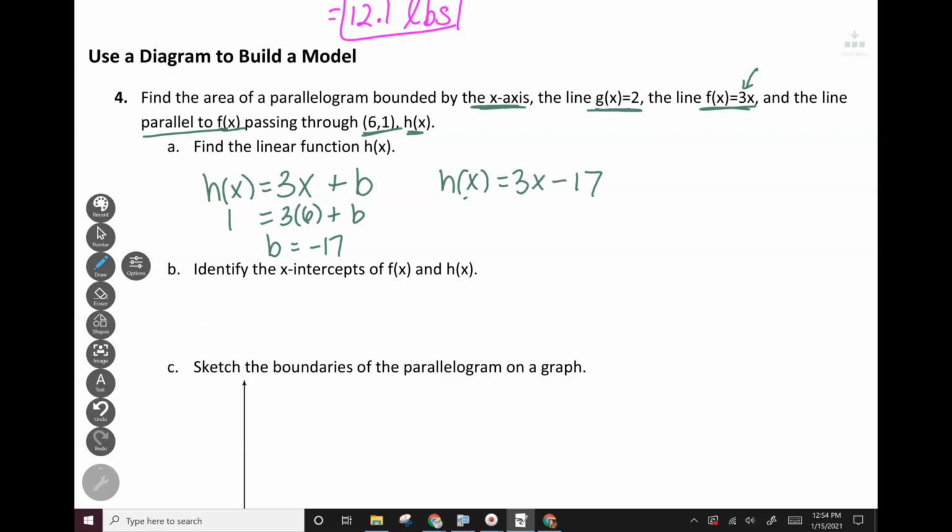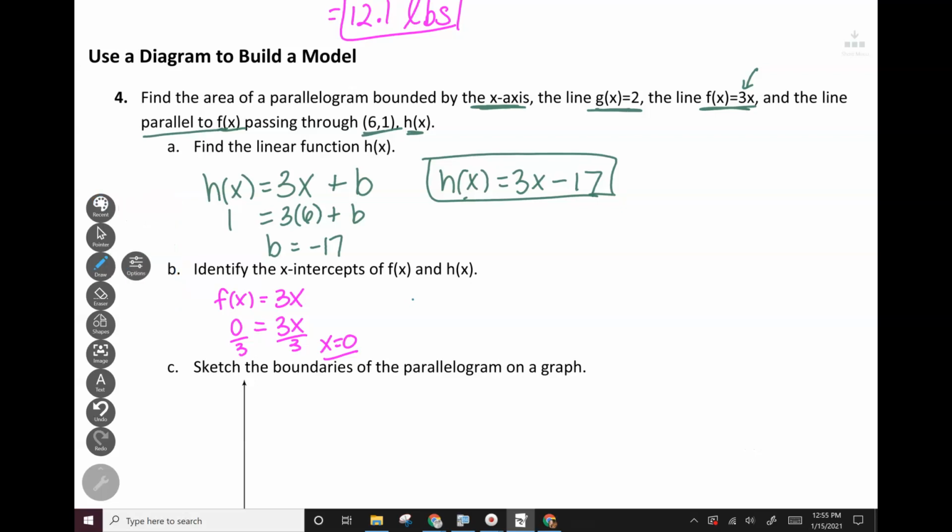All right, part B. Identify the x-intercepts of f of x and h of x. So for f of x equals 3x, the x-intercept is where y equals 0. Think about it, on your x-axis, the y value there is 0. So I'm going to plug in 0 and see what x should be. Well, if I divide by 3 there, 0 divided by 3 is 0, so x equals 0. So the x-intercept for f of x is at 0.